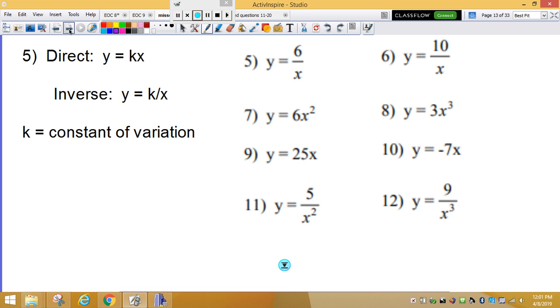Number 5, if you missed number 5, I need you to write these down. Everything on this page, write it down. If you want to label these as 1, 2, 3, 4, I don't care how you number them, but we're going to go through these examples, okay? So write all of this down. All right, direct is y equals k times x. Inverse is y equals k divided by x. And you need to know that k is the constant of variation, and it's going to be a number. It'll be a number.